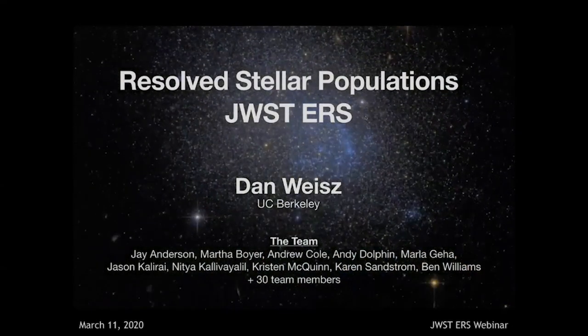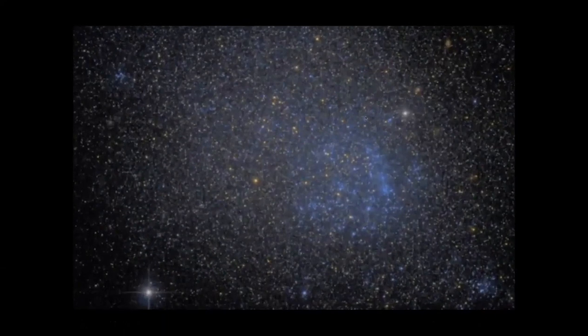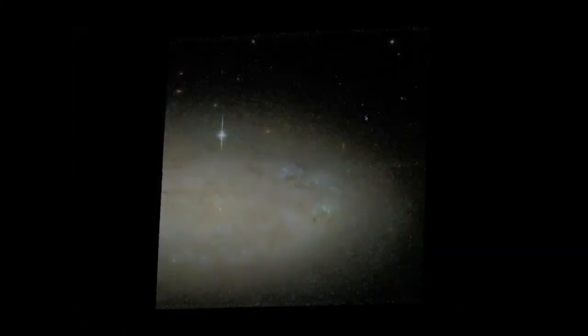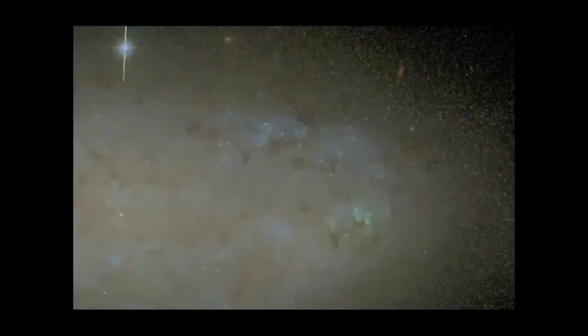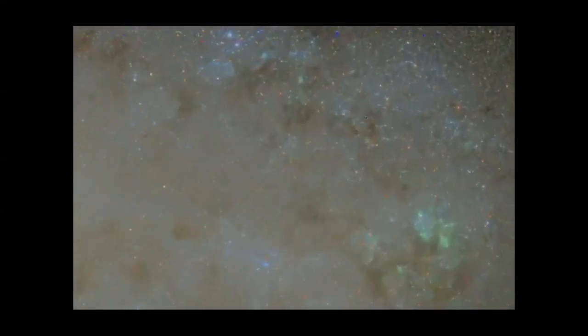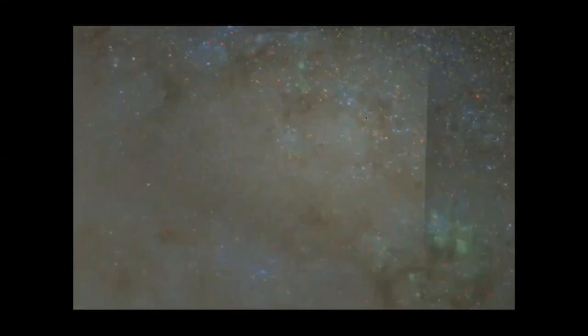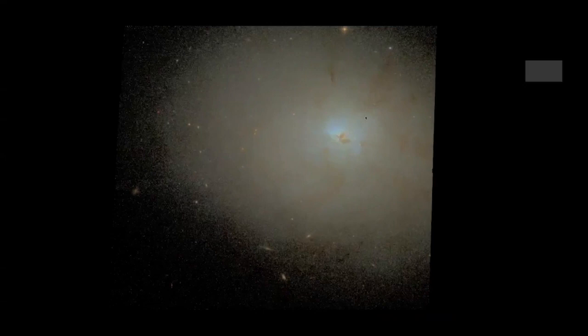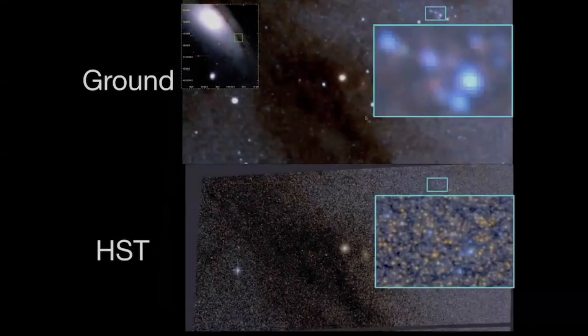So what you see in the background, I'm just going to clear away this text, are HST images of nearby galaxies where we're resolving individual stars. And HST has been absolutely transformative for this type of work, where we're able to effectively dissect and resolve galaxies on a star-by-star basis. And the reason HST has been so successful is due to its sensitivity and its high angular resolution. So this is what's being demonstrated here.